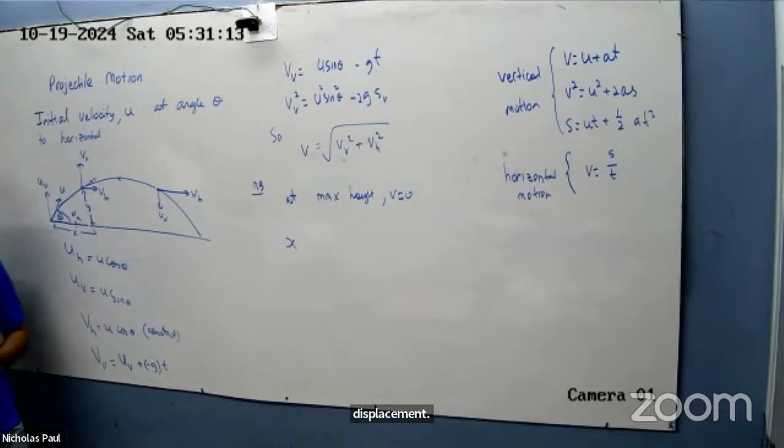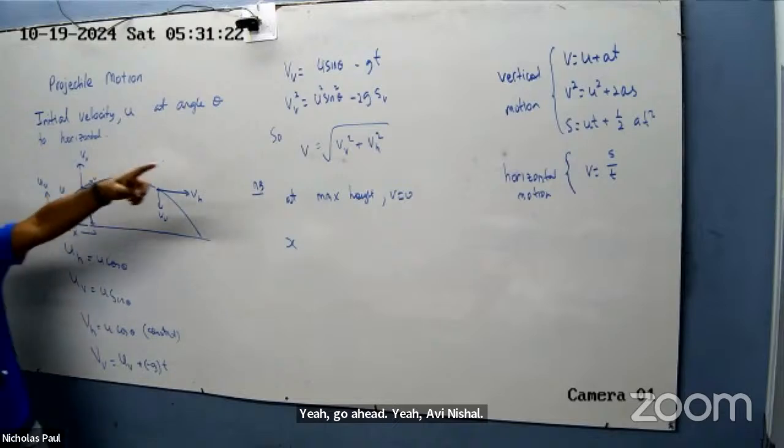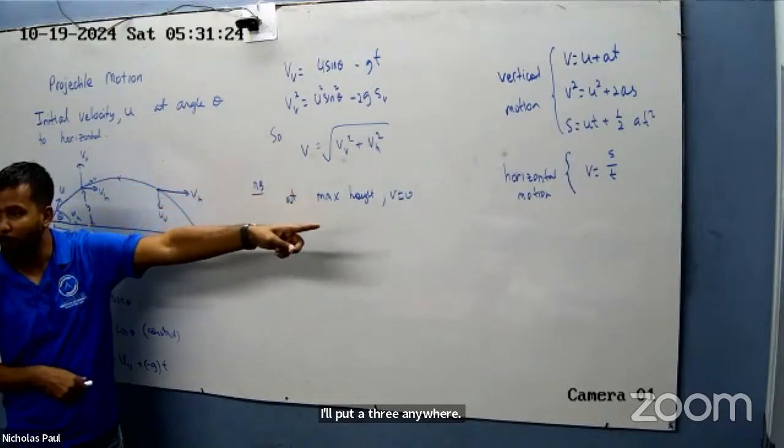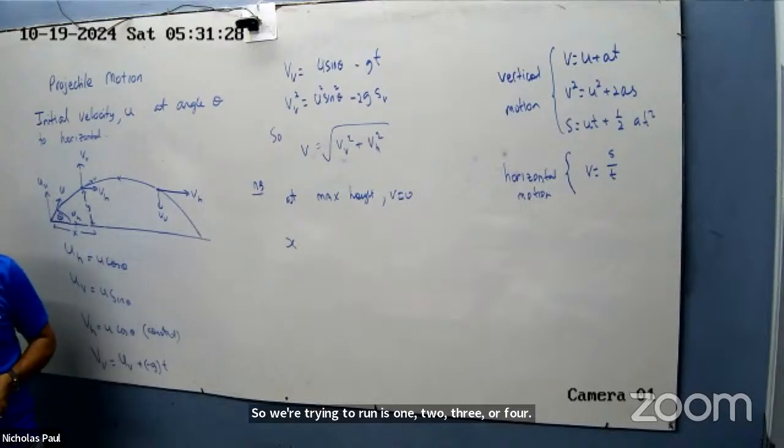Horizontal, yeah. Go ahead. Yeah, initial velocity, anyway. So which one am I going to use? 1, 2, 3, or 4? But remember I said horizontal, so it has to be 4.